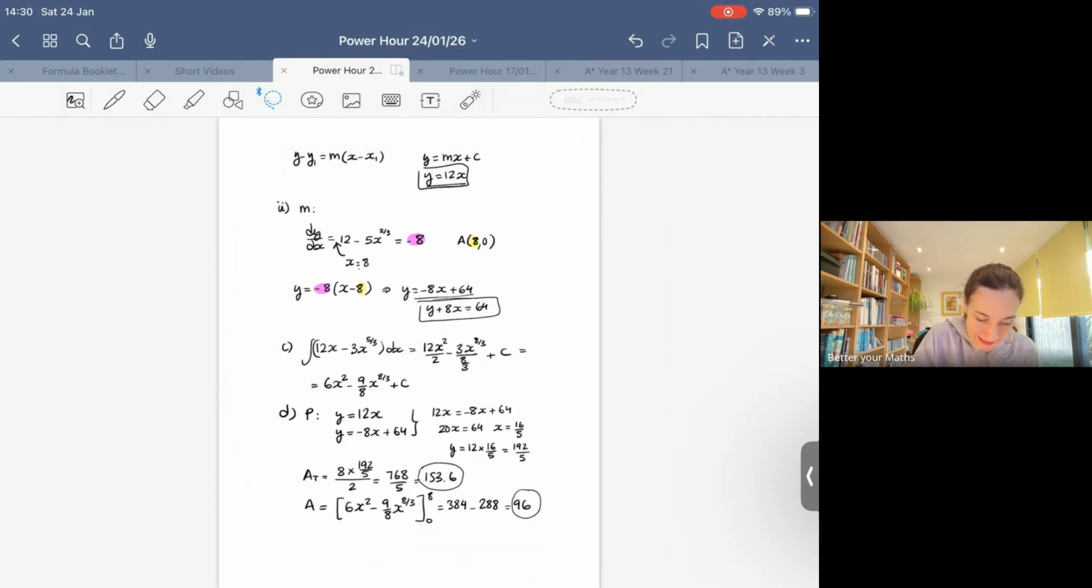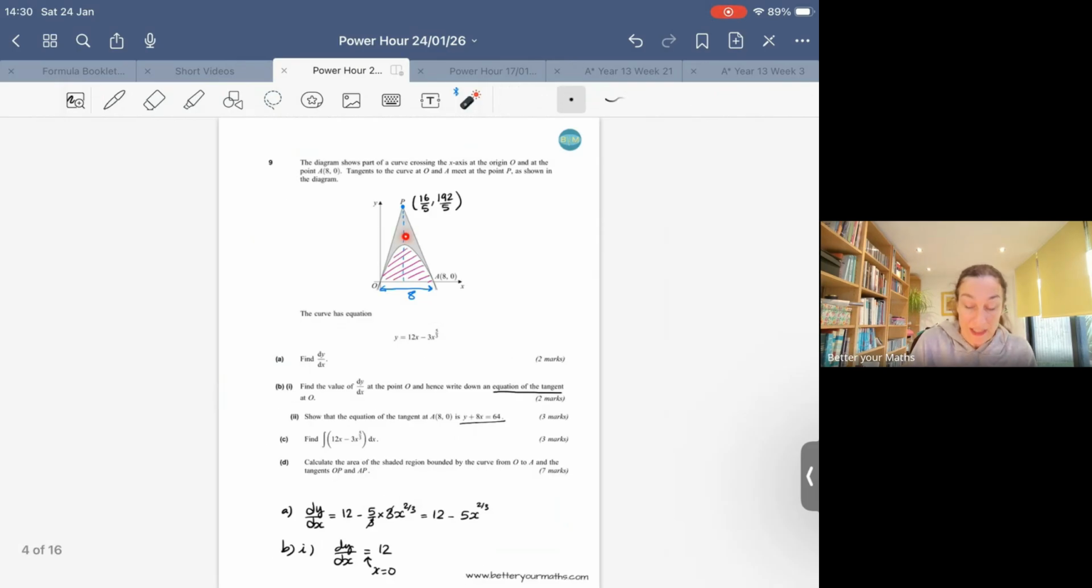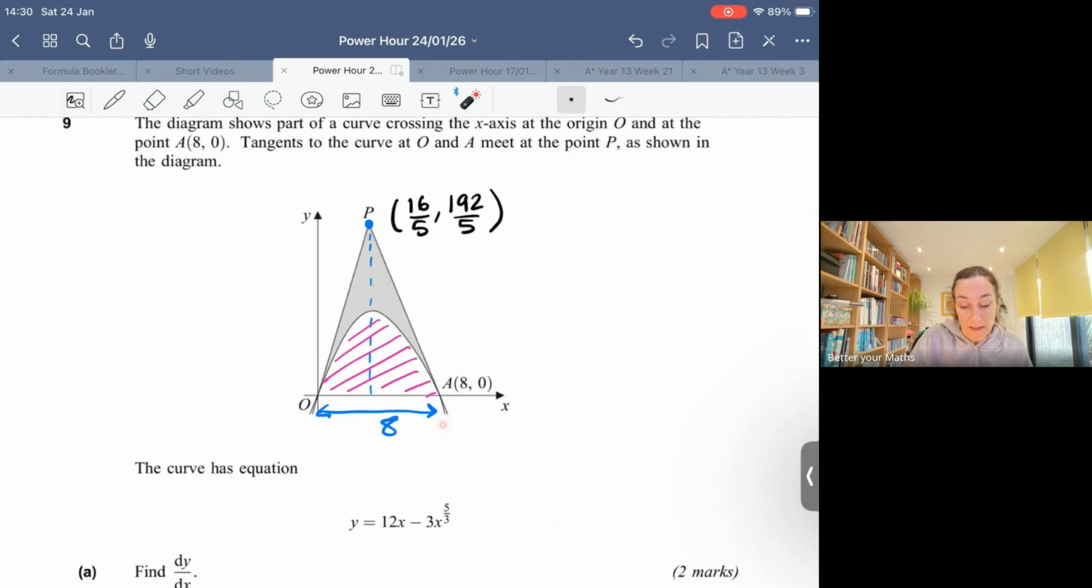So the shaded area that we need is going to be the triangle, which is the big one, minus the under one, that is 288 over 5. We don't have units, you don't need to write units, yeah? Everyone? If they straight away ask you to find the shaded area, and they give you just the graph, this is precisely what you have to do. So you will have to find the tangent, the point of intersection, the integral, and subtract.